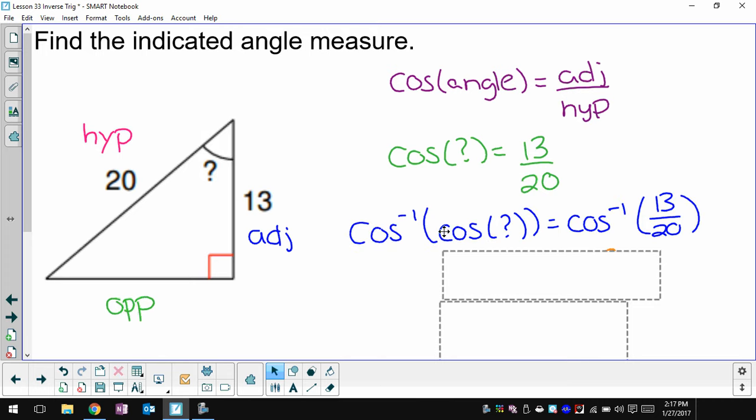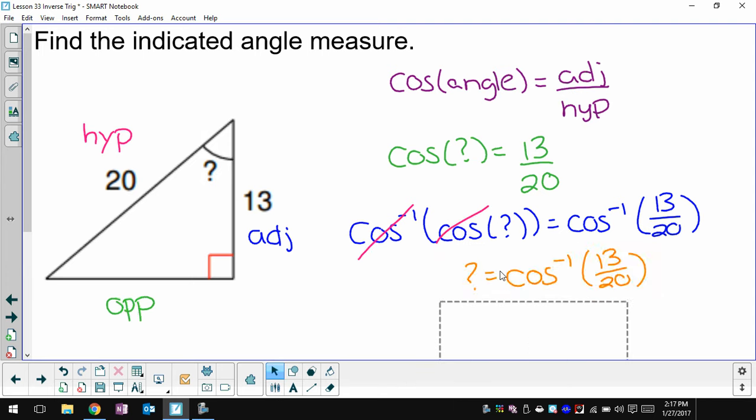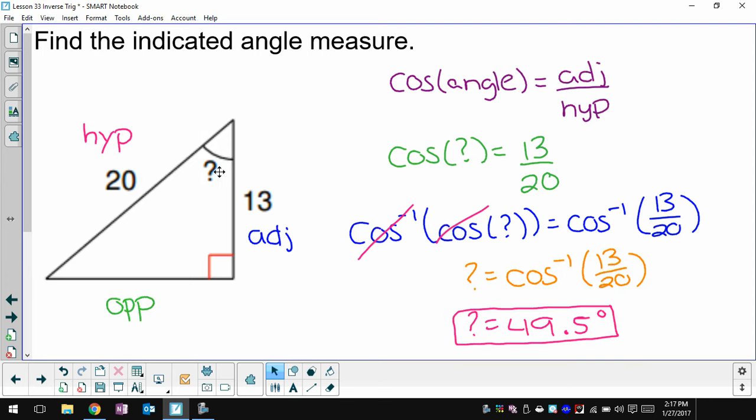I can do the cosine inverse of both sides, where cosine inverse and cosine cancel each other out, leaving me with just question mark. On the right, I'm going to do the cosine inverse function of 13 over 20. So if you don't have a calculator, you can't do this at home, when you get to the you-do, you can just type in cos inverse 13/20. Something that tells me that you know what you're supposed to be doing. And then I can press the second key on my calculator, then the cosine function, type in the fraction to find that question mark is approximately 49.5 degrees.